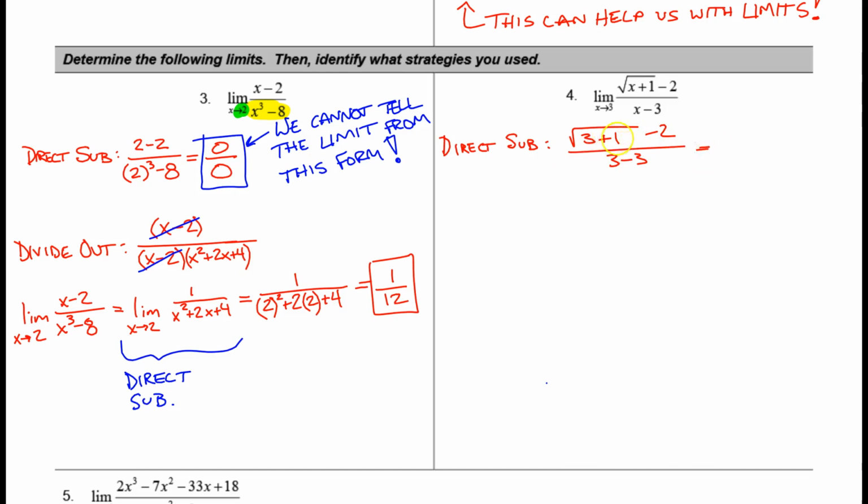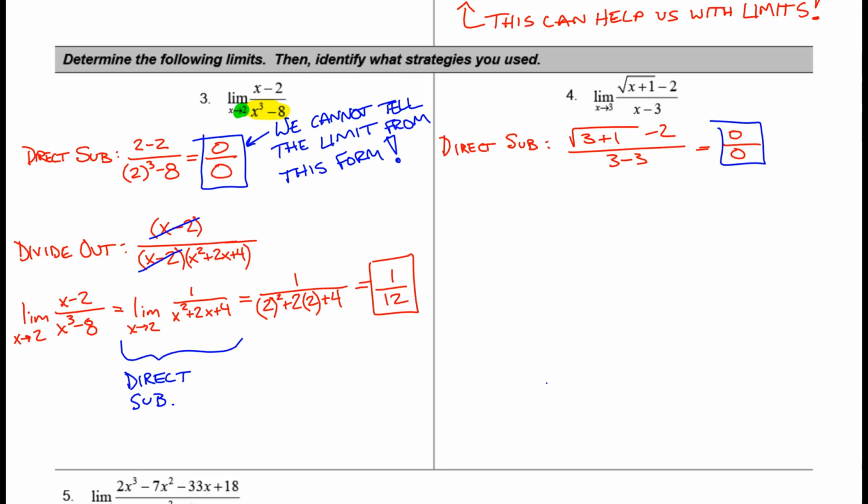Well, let's see. 3 plus 1 is 4. Square root of 4 is 2. 2 minus 2 is 0. And I have 3 minus 3, and that is 0. Uh-oh. As you recall from the previous example, anytime I have 0 divided by 0, I cannot determine the limit from this form. So I need another strategy.